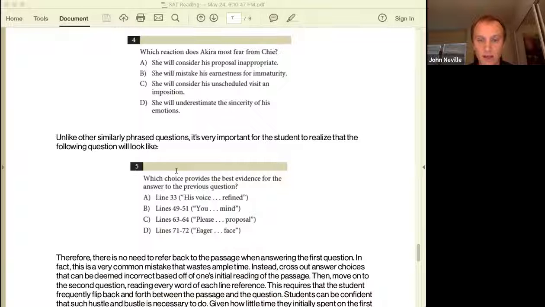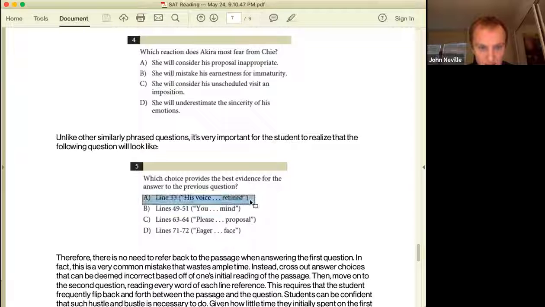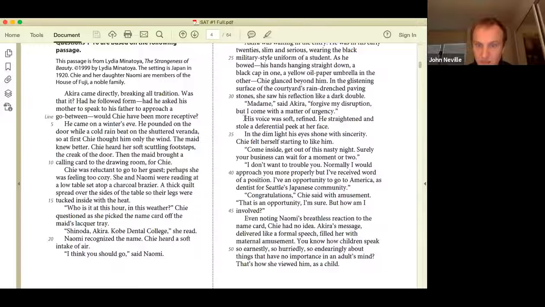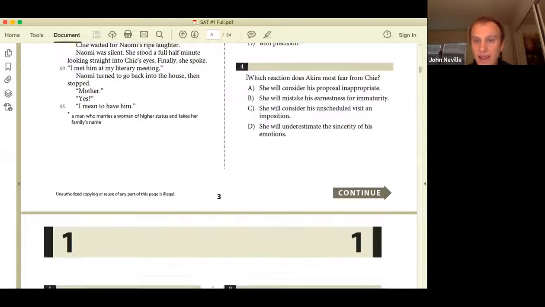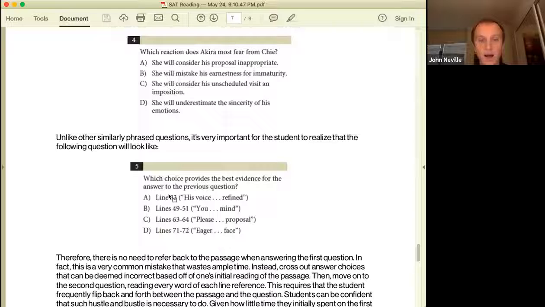In fact, let me see if I can pull up how hilariously bad. Look at how bad this first answer is. "His voice, ... refined." Okay, so 33. So we're going to go back. "His voice was soft and refined." Okay. How does this in any way tell us what reaction Akira most fears from Chi? It doesn't. That is a classic case of just how far out in left field this answer is. And there's probably going to be at least one other line reference that is comically bad, very, very bad.